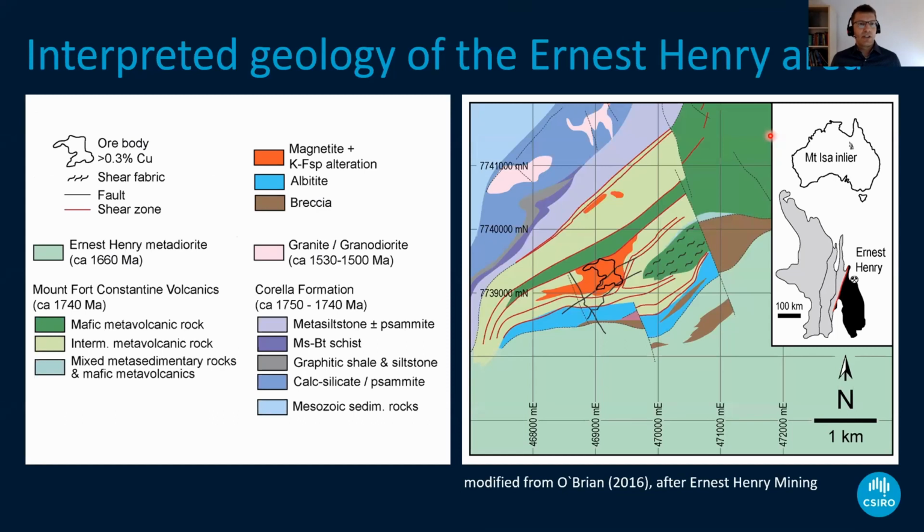Brief interpreted geology of the Ernest Henry area. I don't want to bore you too much with it, but we heard already the ore body sits in a magnetite K-feldspar alteration envelope, altering intermediate metavolcanic rocks, a few intermediate metasediments, etc.